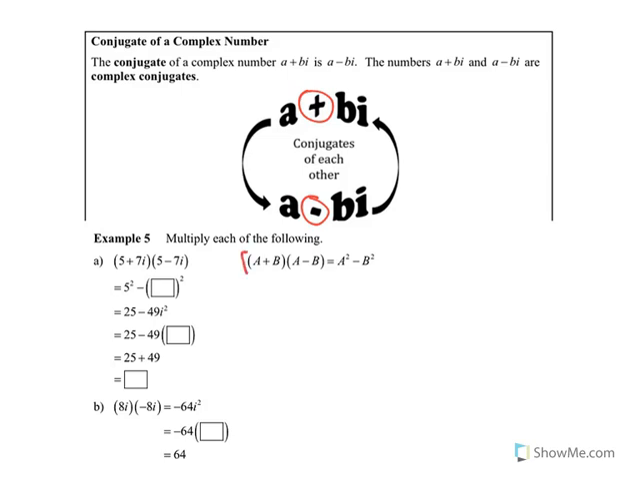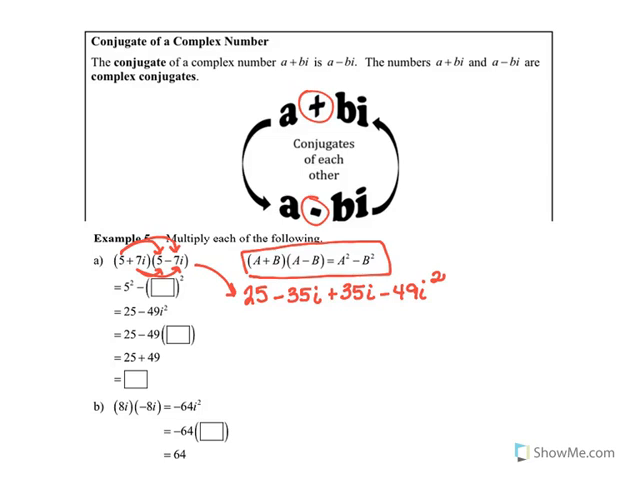I'm going to do a little side work. You could use this rule here to help save some time, but for those of us who need to see all of the steps, we're going to distribute. So 5 times 5 gives us 25. 5 times -7i is -35i. 7i times 5 is +35i. And 7i times -7i is -49i squared. I see that my middle 2 pieces cancel themselves out. So I'm left with 25 minus 49i squared.